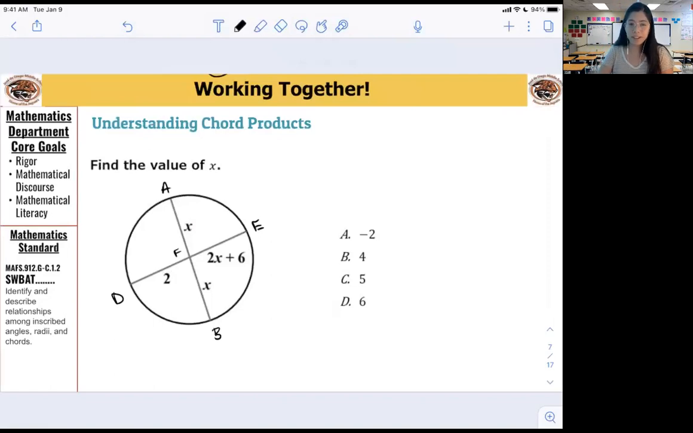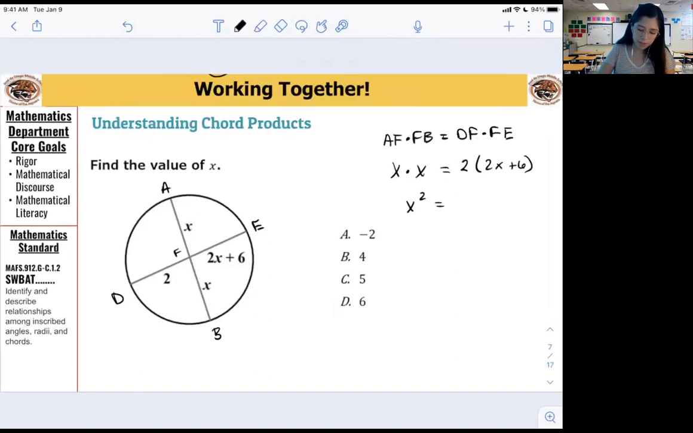If you do it algebraically, what's going to happen is you set up your equation, right? So this would be AF times FB equals DF times FE. So x times x equals 2 times 2x plus 6. And you go ahead and you do what you got to do. So x times x, that's x squared. Distributing, I get 4x plus 12. And now I have this equation. What type of equation is this based on what you see?